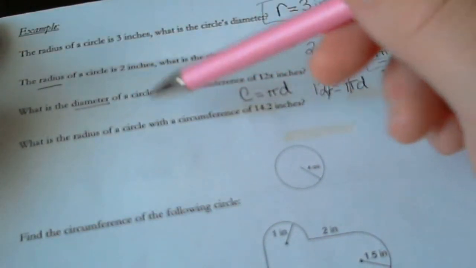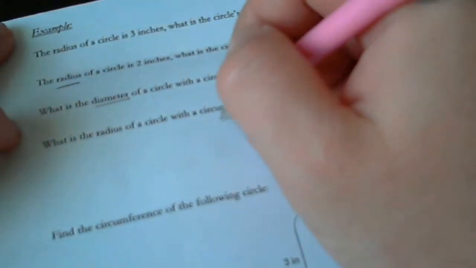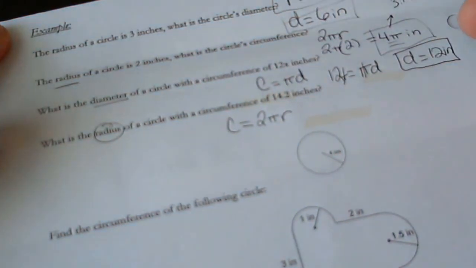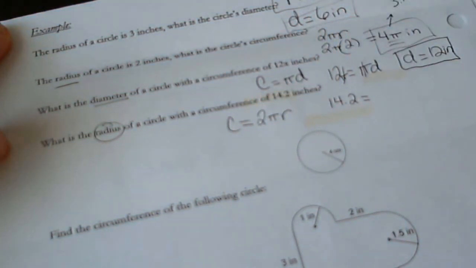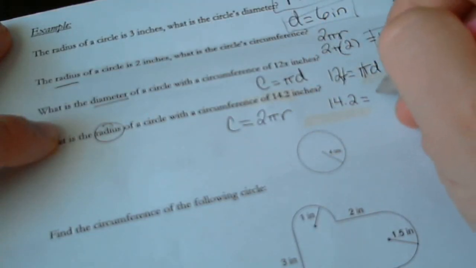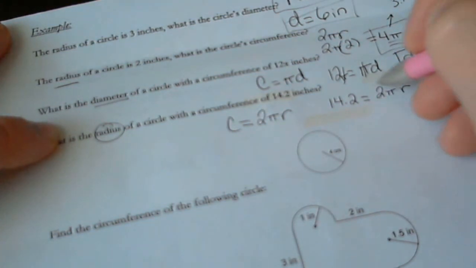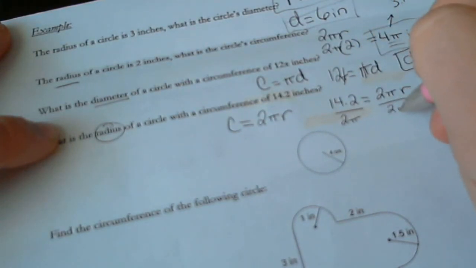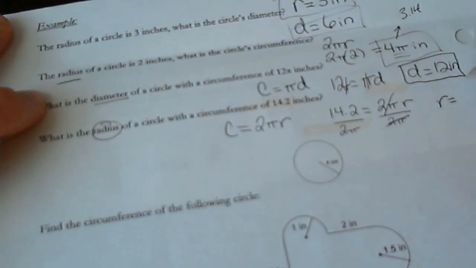Okay. What is the radius of a circle with a circumference of 14.2 inches? Well, circumference and radius are related by 2 pi r. So if circumference is 14.2 and we're looking for the radius, 14.2 equals 2 pi r. We're going to divide both sides by 2 pi to get this radius. These go away. 14.2 divided by 2 pi.